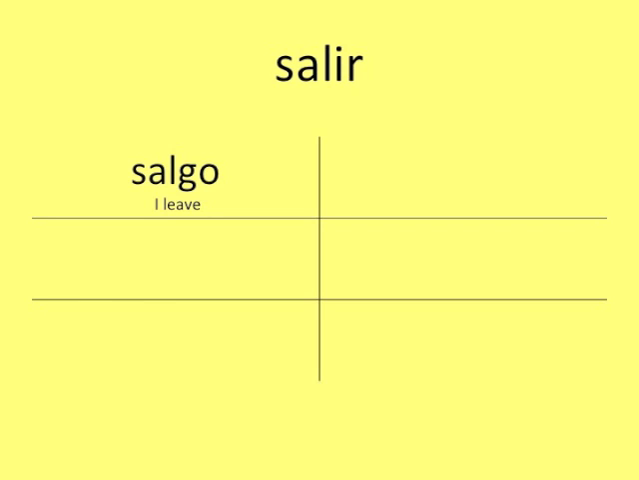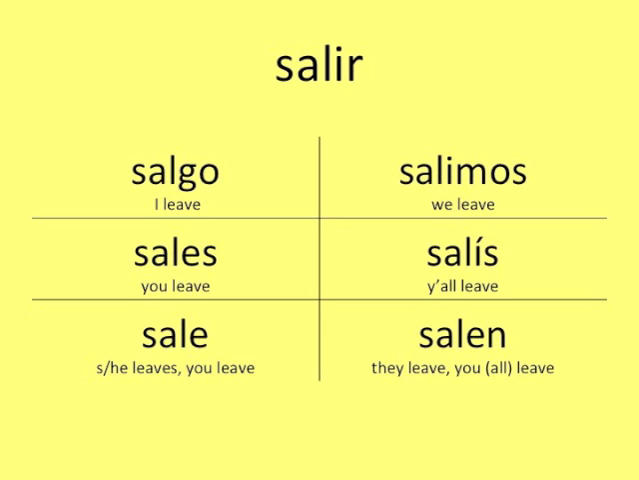To form the yo form of salir, we start with our usual stem sal, S-A-L. Rather than adding the normal or standard ending of O, we add G-O, the go part. And we form the verb salgo, which then means I leave. The other 5 forms of salir are normal: sales, sale, salimos, salís, and salen.